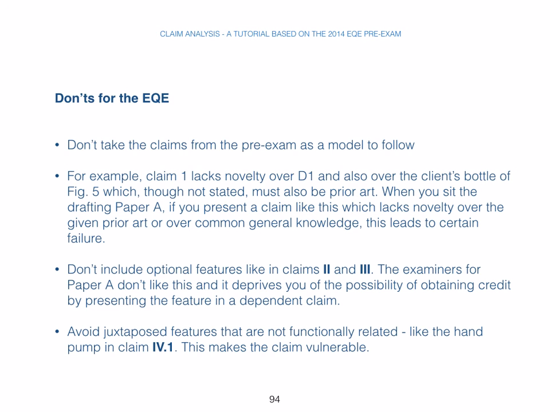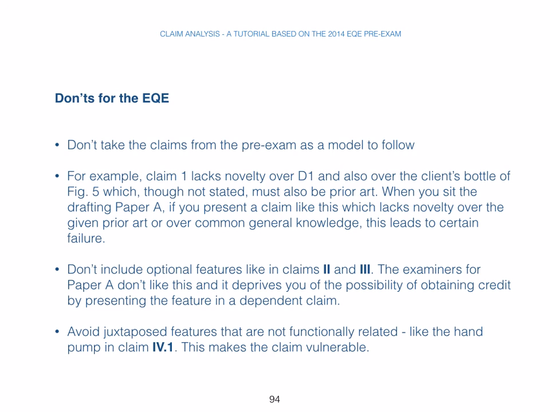A lesser point is that you should not include optional features like in claims 2 and 3 in the claims that you present for paper A. The examiners for paper A do not like this, and additionally it deprives you of the possibility of obtaining credit by presenting the feature in a dependent claim. So rule out optional features from your claims for paper A.